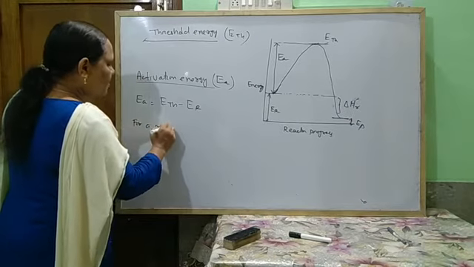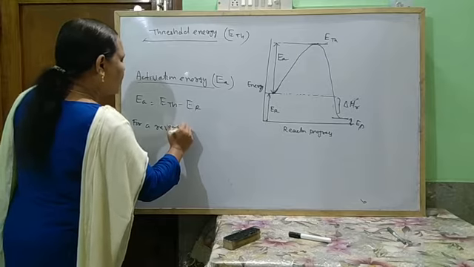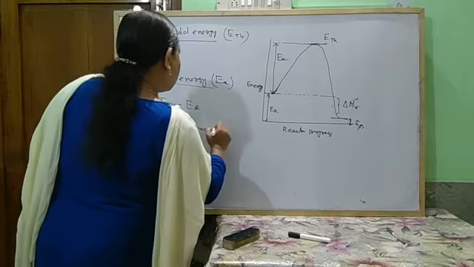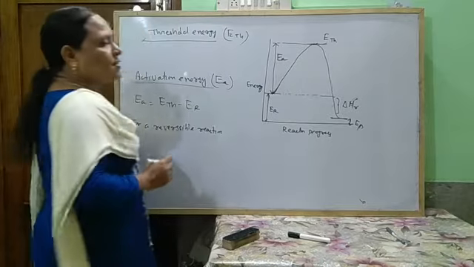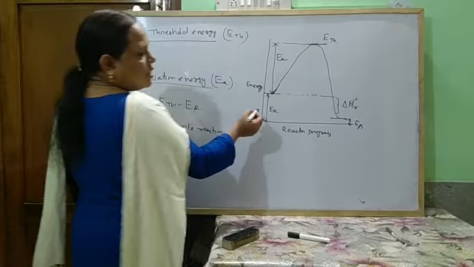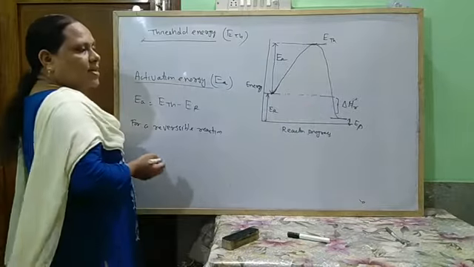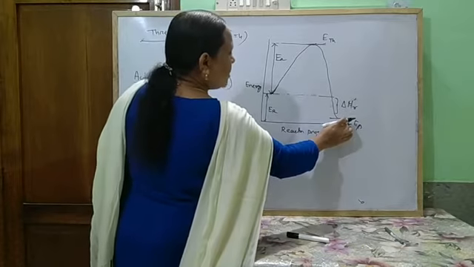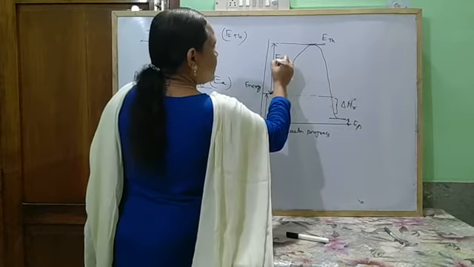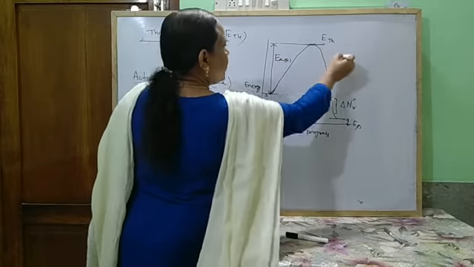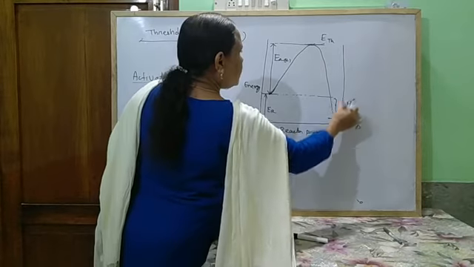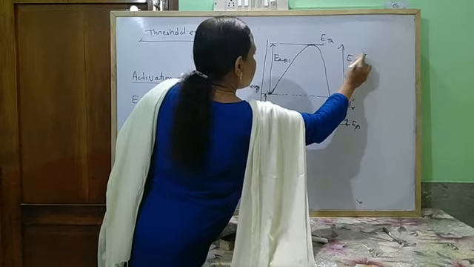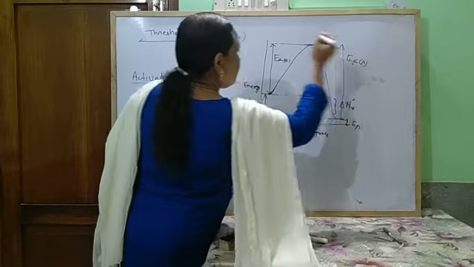For a reversible reaction, look here at the energy profile diagram. Here ER and EP are the energy of reactant, which is more, and the energy of product. This is the energy of activation on the reactant side, and this is the energy of activation on the product side.